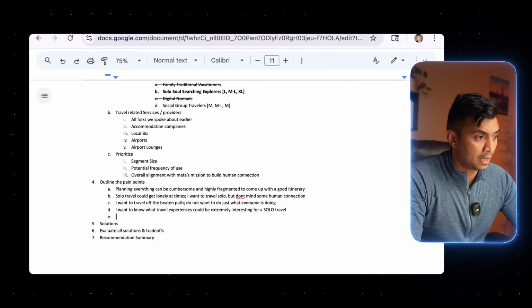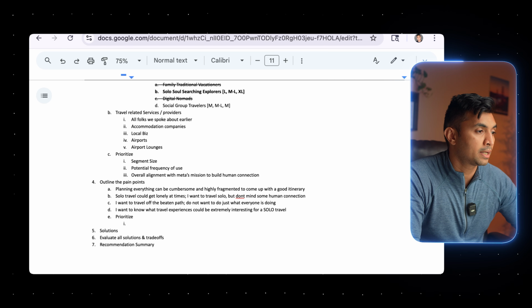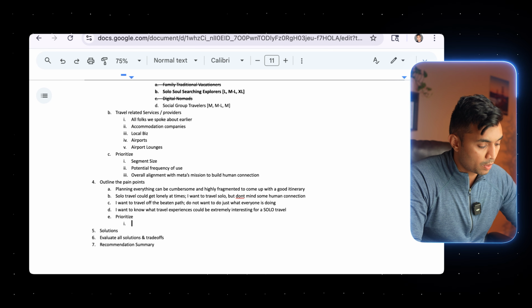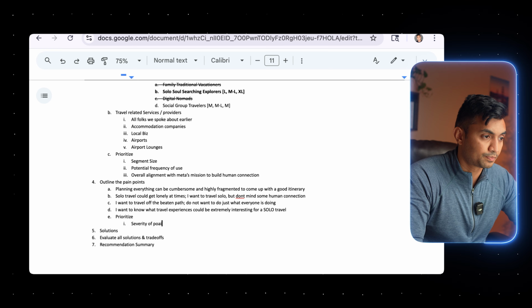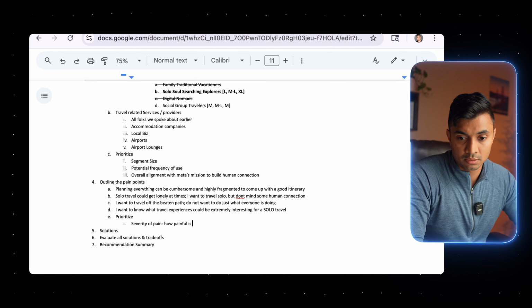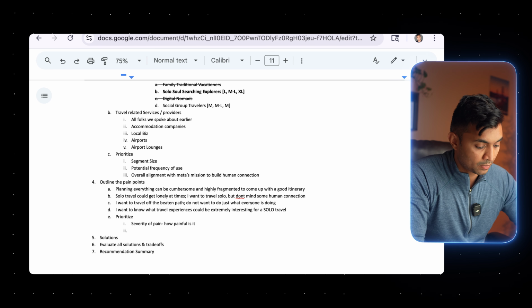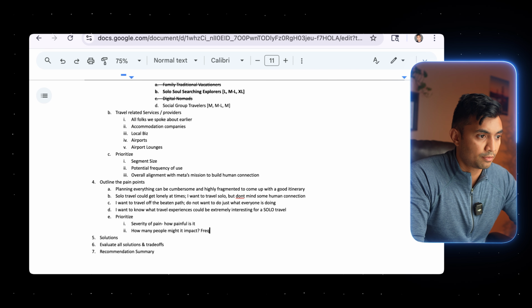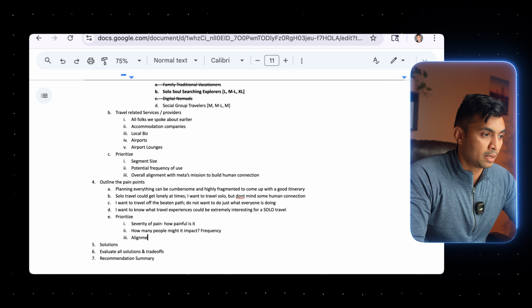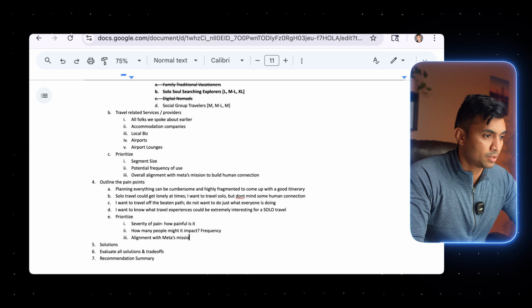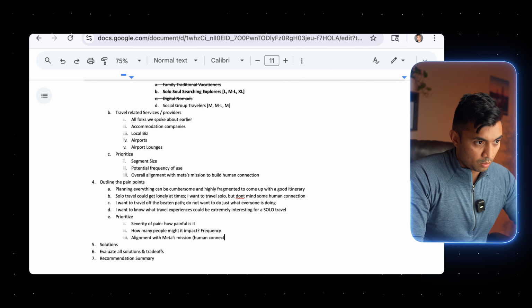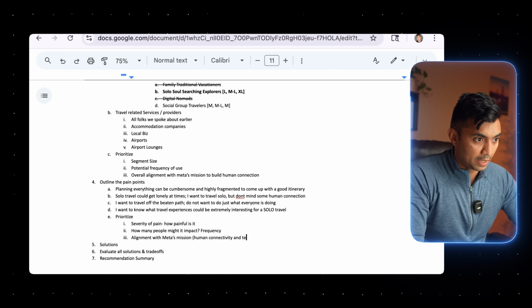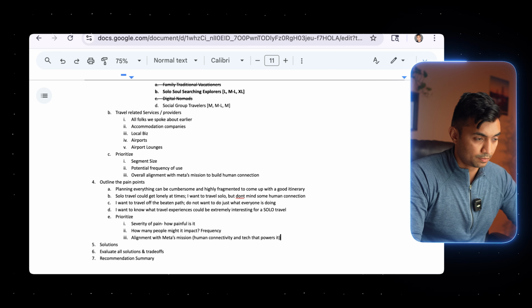Okay, let's continue with that. Now, let's quickly prioritize these pain points. And the way I want to prioritize these pain points is severity of pain. So essentially, how painful is it? Okay, screen share is good. How many people might it impact? So like your frequency, and then again, an alignment with Meta's mission, human connectivity, and tech that powers it.